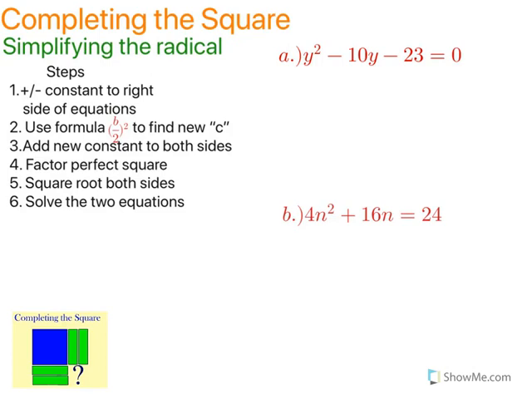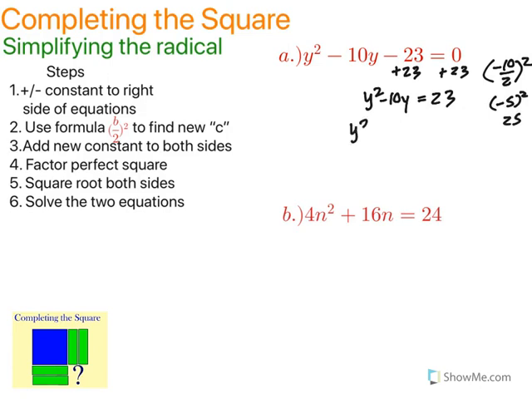Now remember that we don't always have easy, simple solutions, so let's look at some where we're left with a radical in our answer. So if we're looking at this first example, again, our first step is going to be to add 23 on both sides. So we have y squared minus 10y is equal to positive 23. Our next step is to figure out what our new constant is going to be. So that's going to be negative 10 divided by 2 squared, which is negative 5 squared, which is 25. We add that to both sides. We get y squared minus 10y plus 25 is equal to 23 plus 25. We factor the perfect square trinomial to y minus 5 squared is equal to 48.